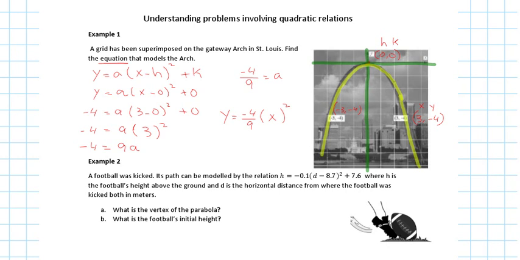Your a is negative? Yes, it's reflected in the x-axis. Does it make sense that I don't have any horizontal or vertical translation? Because the vertex is at 0, 0, I have no horizontal or vertical translation. The only thing I have is a reflection and a vertical compression. No, you don't. You can write it like this.